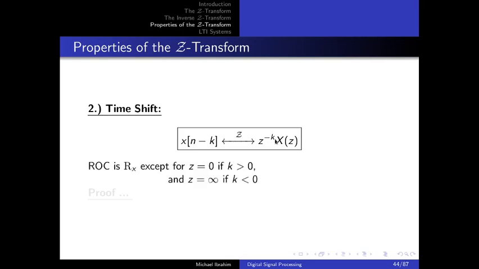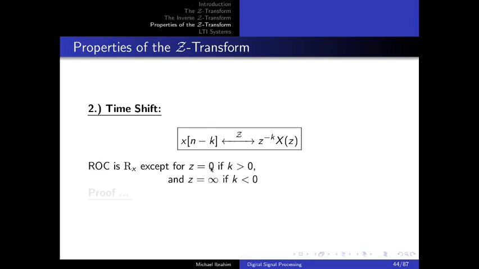Okay, what about the region of convergence here? So the new region of convergence would be the same as the old region of convergence. So the new ROC is Rx, which is the region of convergence of X of z, except for z equals 0 if k is larger than 0, or except z equals infinity for k less than 0. Why is that? If k is larger than 0, then you will be shifting this signal to the right. So if you remember, if we have samples of a signal to the right of n equals 0, we need to exclude z equals 0 from the region of convergence.